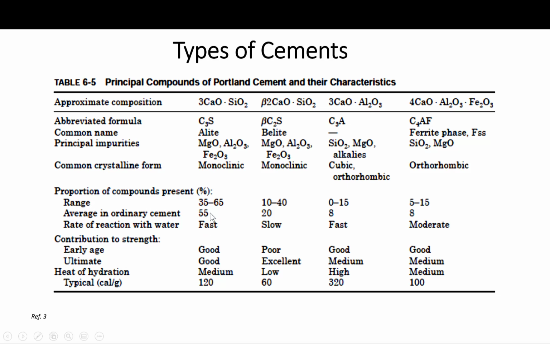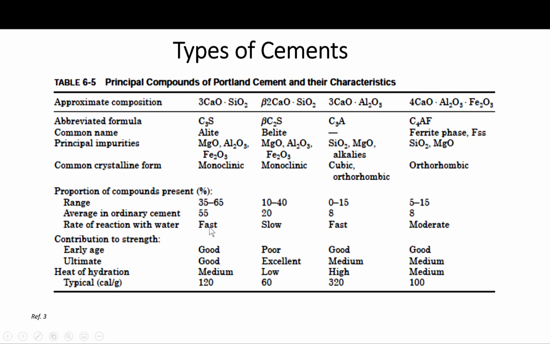Again, here is just some information I've shown before. This is the percentage of the compound present within the cement. The range is from 35 to 65 for the C3S, 10 to 40 for the C2S. Again, depending on the type, you will see this later. C3A from 0 to 15, C4AF from 5 to 15. These are the averages in the ordinary cement: 55, 28, and 8, we talked about them.